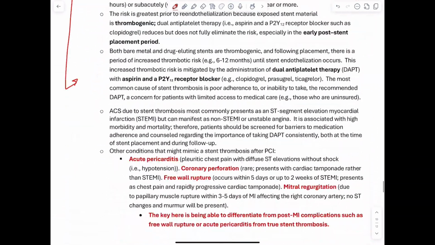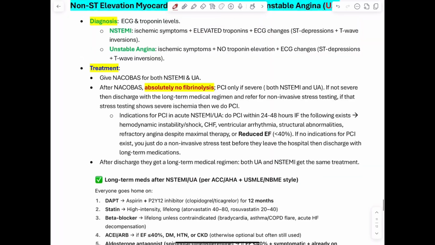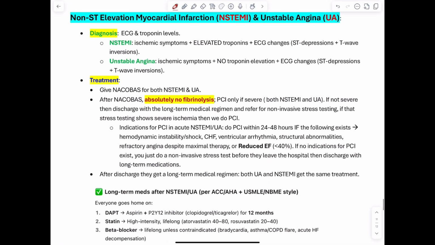It doesn't mention it here, but we'll go through it in a little bit. Okay, so on STEMI and unstable angina, we do the same thing. We give them the NACOBA's list for both. Again, you could just say MONA BASH. You could just do that, okay? Their acute treatment is that.